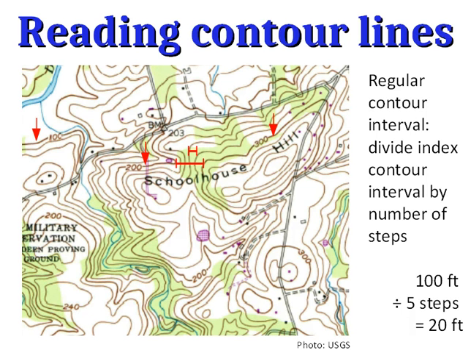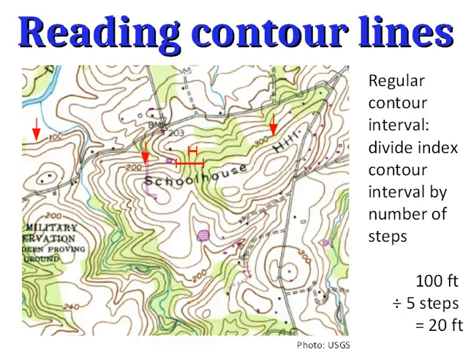Then you can figure out the interval between the regular contour lines. Those are the lighter ones, usually not labeled with a specific value. And to do that, you just divide. So if you look at that spot where you calculated your index contour interval, then you count how many steps it is along the regular contour lines to get from one index contour to the next.